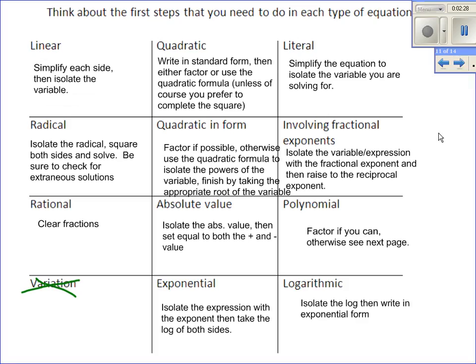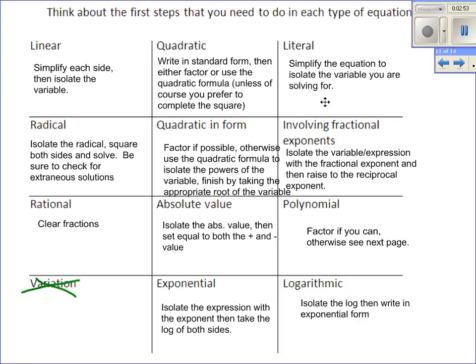Okay, and doing a little brainstorming here, think about the first steps that you need to do for each of these different types of equations. Linear equations, we simplify each side, we try to isolate the variable. Quadratics we want to have in standard format. And then if we can factor, that's usually easier. We can always fall back on the quadratic formula. And some of you are going to prefer completing the square over the quadratic formula.